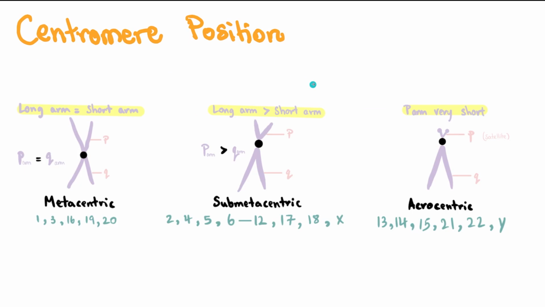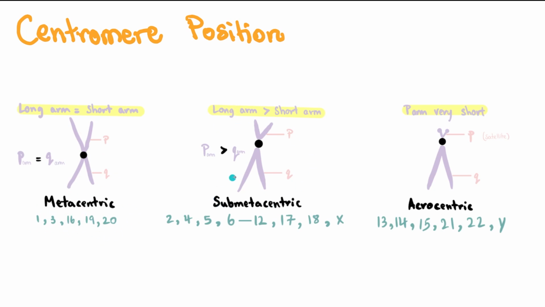Centromere position. Now, this is the second way in which we classify or characterize chromosomes. As we can see here, we have our centromere right in the center, and it exactly splits this chromosome into two equal parts. So the P arm, or short arm, is equal to the Q arm, or long arm. Obviously the short arm has a misleading name here, unfortunately. When the short arm is equal to the long arm, we call it a metacentric chromosome. It's important to memorize these numbers: 1, 3, 16, 19, and 20.